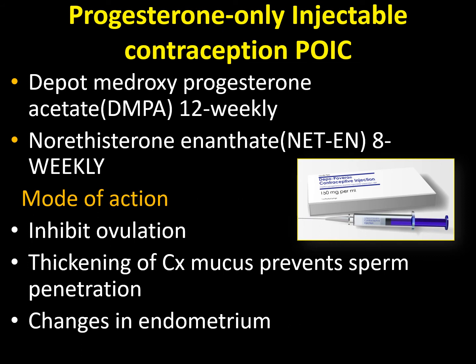Injectable progestogens include Depo-Provera, which can be given every 12 weeks, and norethisterone enanthate that is given 8 weekly. The injections act by inhibiting ovulation, in addition to changes in the cervical mucus to prevent sperm penetration and some changes in the endometrium.